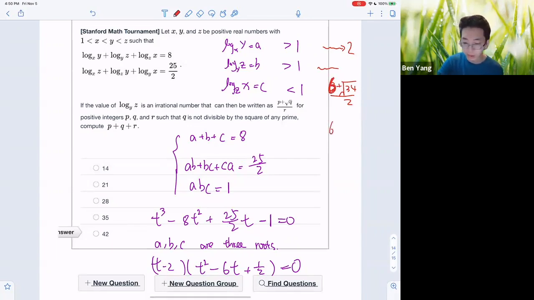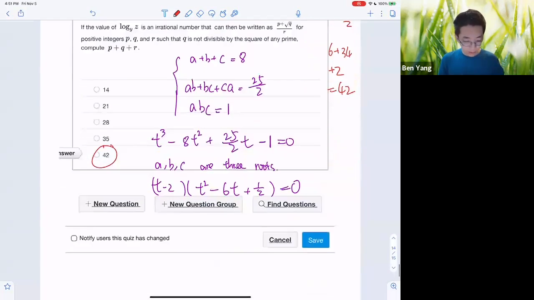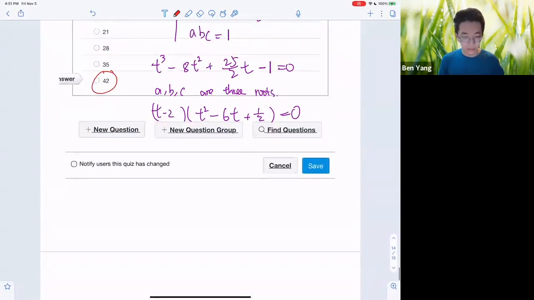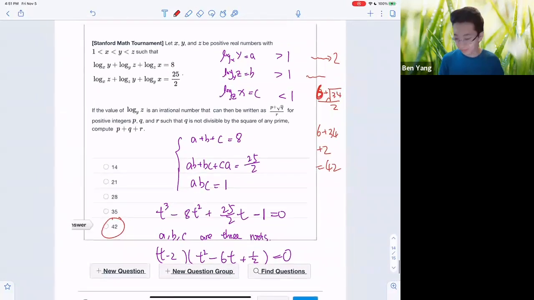So we take the sum, 6 plus 34 plus 2. That's 42. Okay. Ooh, that's the last one. All right, then that's it.